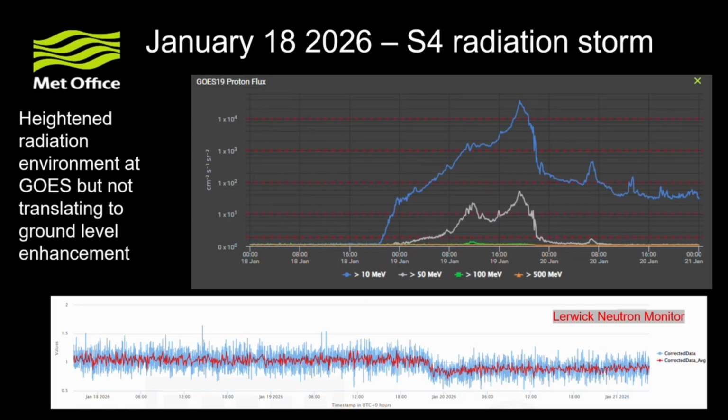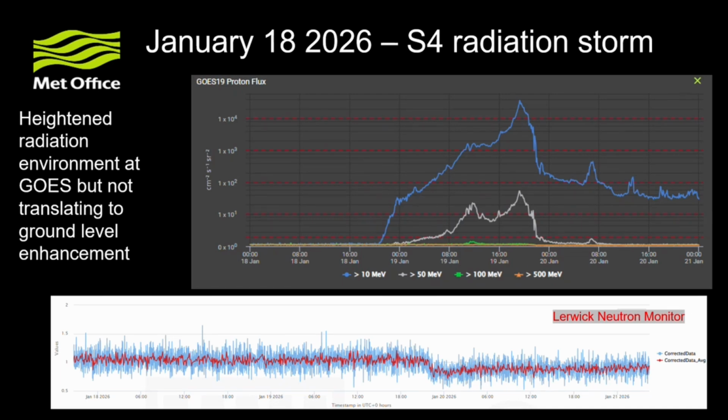But as you can see, the bottom trace there is the neutron levels at Lerwick. And if anything, there's a drop. So there was the background level and it dropped off. And this is actually fairly typical when we get geomagnetic storms. So this proves that heightened radiation at our satellite levels, which is where we previously had most of our monitoring, doesn't translate to ground level enhancements.